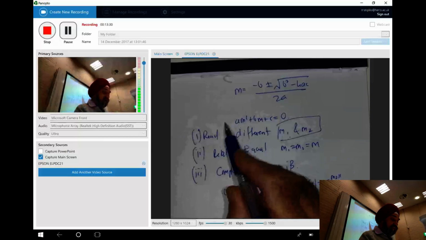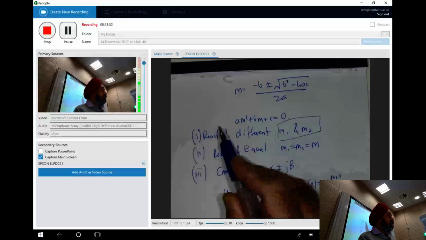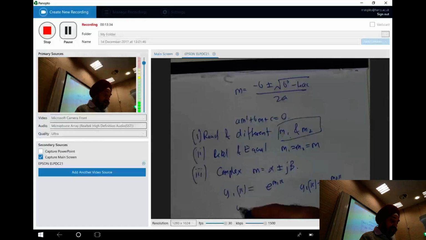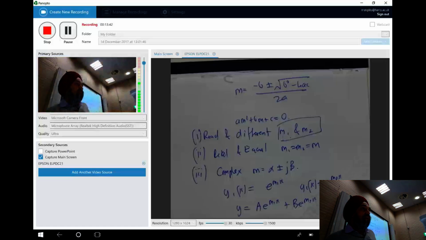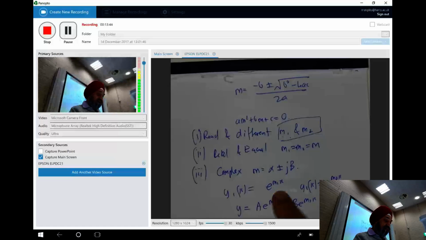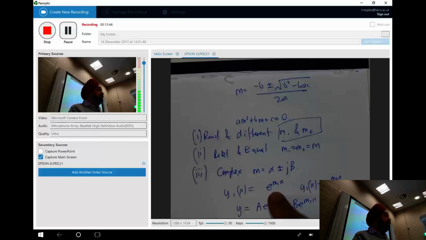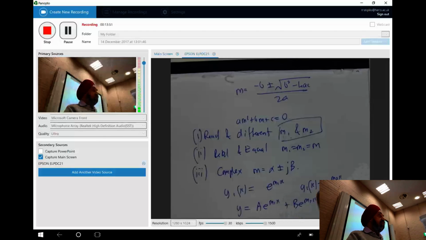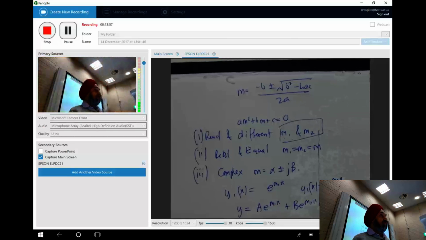If you differentiate, if you've got a in front, as long as that is 0, and there may be b, so we say y = a e^(m1 x) + b e^(m2 x). We know both of them are going to work. You could multiply e^(m1 x) by a non-zero constant and it's going to work, because that gives you 0. So if you've got real and different roots, that's going to be your solution.